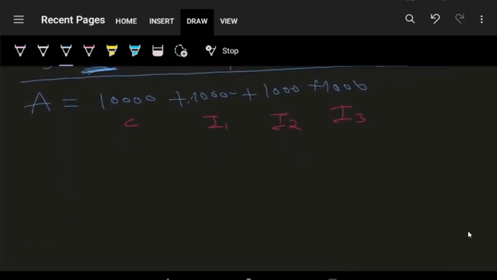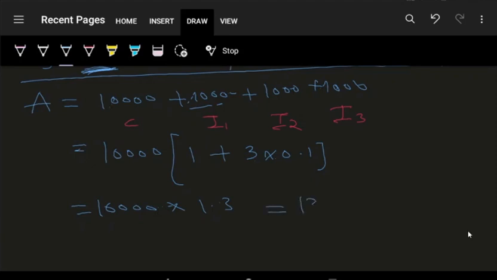So taking 10,000 common, I will get 1 plus 1,000 upon 10,000, I will get 10%, that is 0.1, and since these three terms are same, I will write it as 3 into 0.1, and I will get 10,000 into 1.3, that is 13,000.